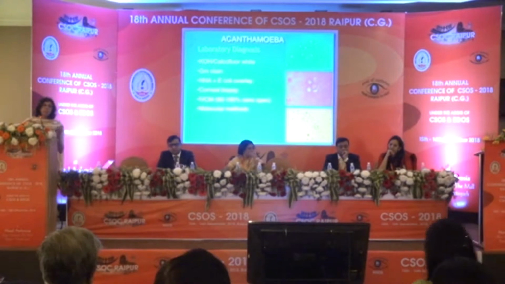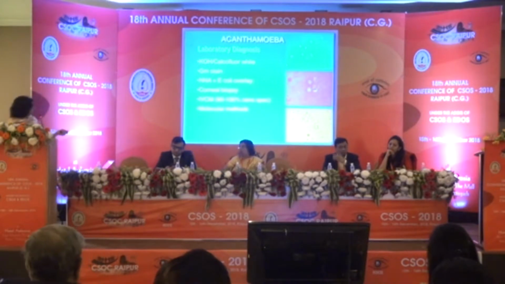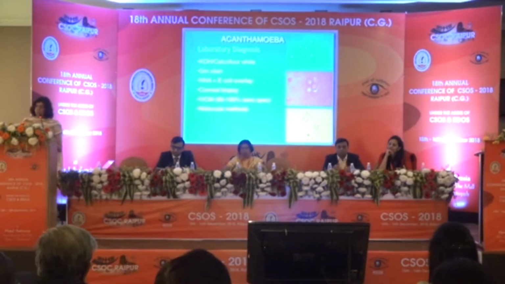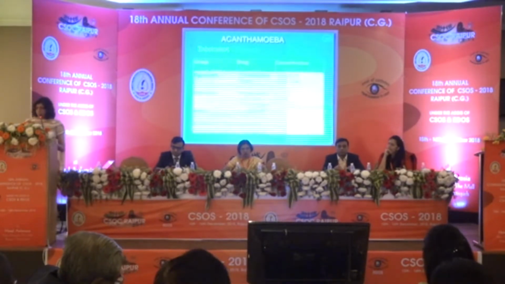When we culture it on non-nutrient agar with an E. coli overlay, the Acanthamoeba feeds on the E. coli, and this picture below would show you what it looks like. So the cysts get converted to trophozoites. The trophozoites start eating the E. coli and create these tracks on the non-nutrient agar. You can also do a confocal microscopy, but that's like a 2 crore machine, so it doesn't make any sense.